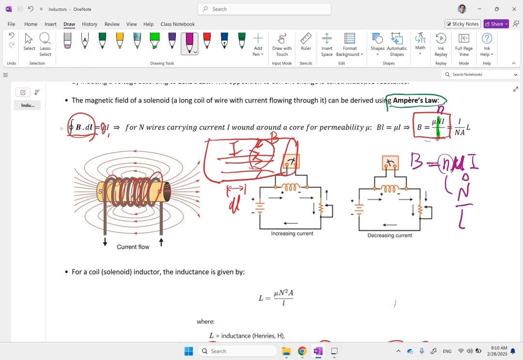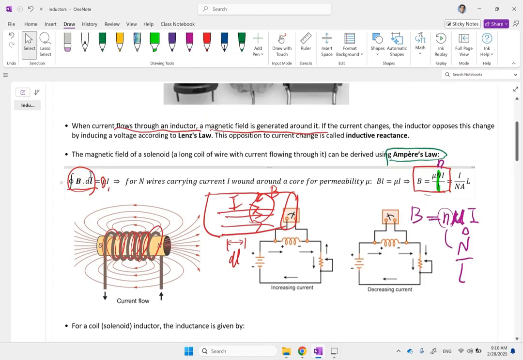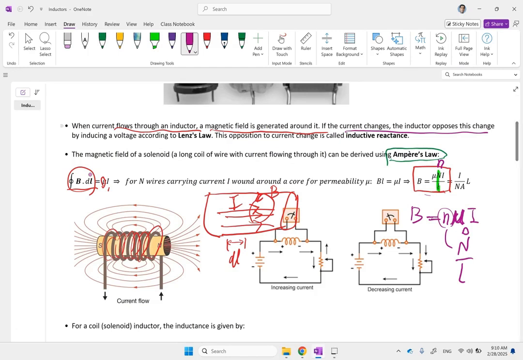Now, let's talk about what happens when you change the current inside an inductor. What happens? As I said, it opposes that. It resists change in the current, and that will cause it to create a voltage inside it. Okay? And the direction of the voltage is determined by Lenz's law. And this opposition to the current is what we call inductive reactance.